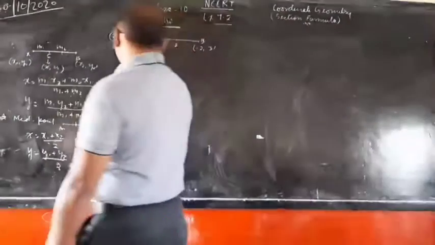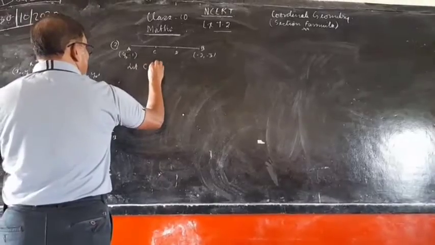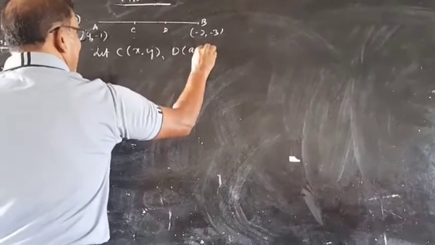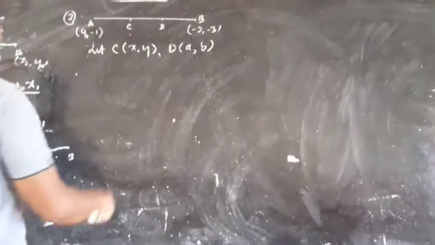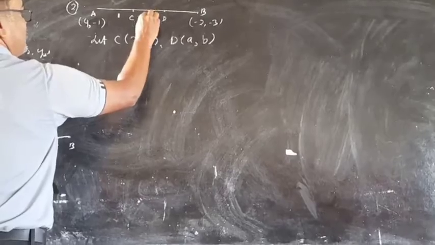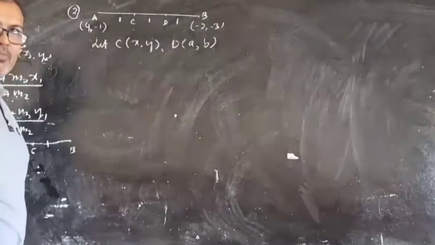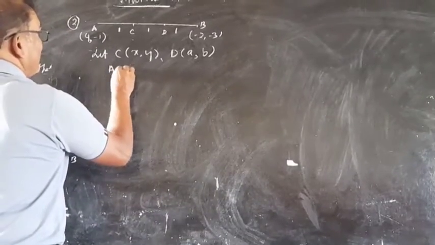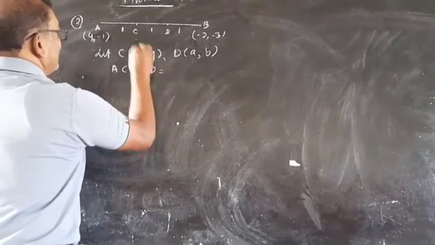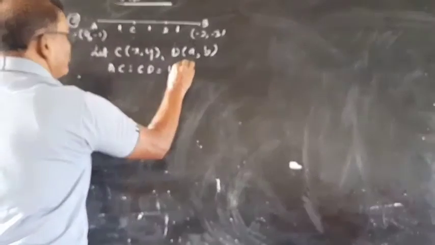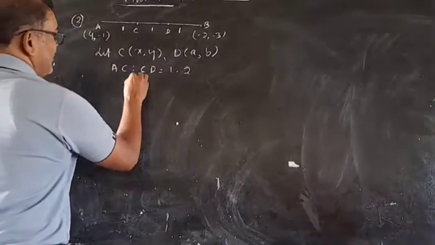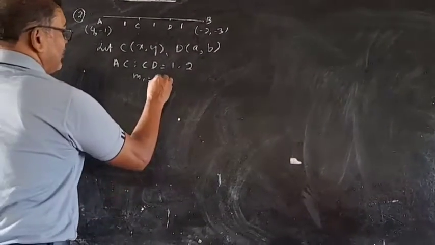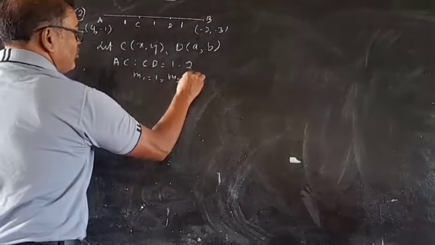We assume that C is equal to (x, y) and D is equal to (a, b). This ratio 1, this ratio 1, this ratio 1. Trisected means 1:1:1. So if you find the ratio of AC to CD, what will the ratio be? 1:2. In this condition, m1 is equal to 1 and m2 is equal to 2.